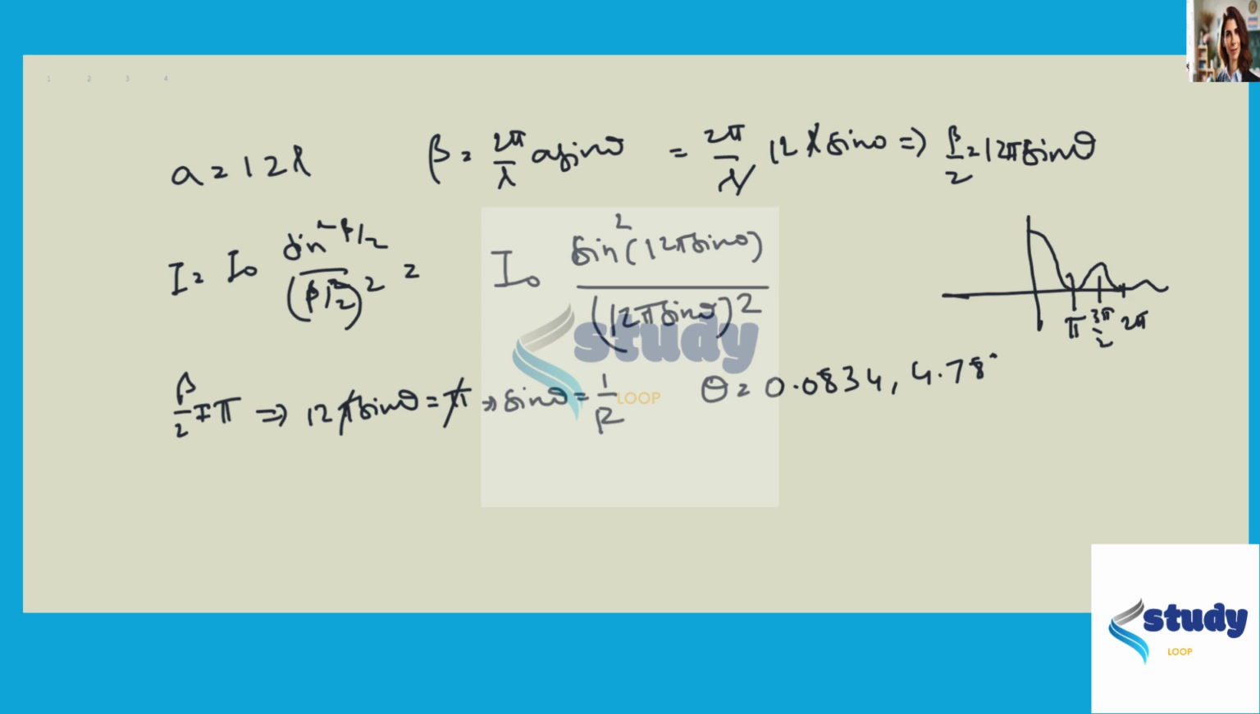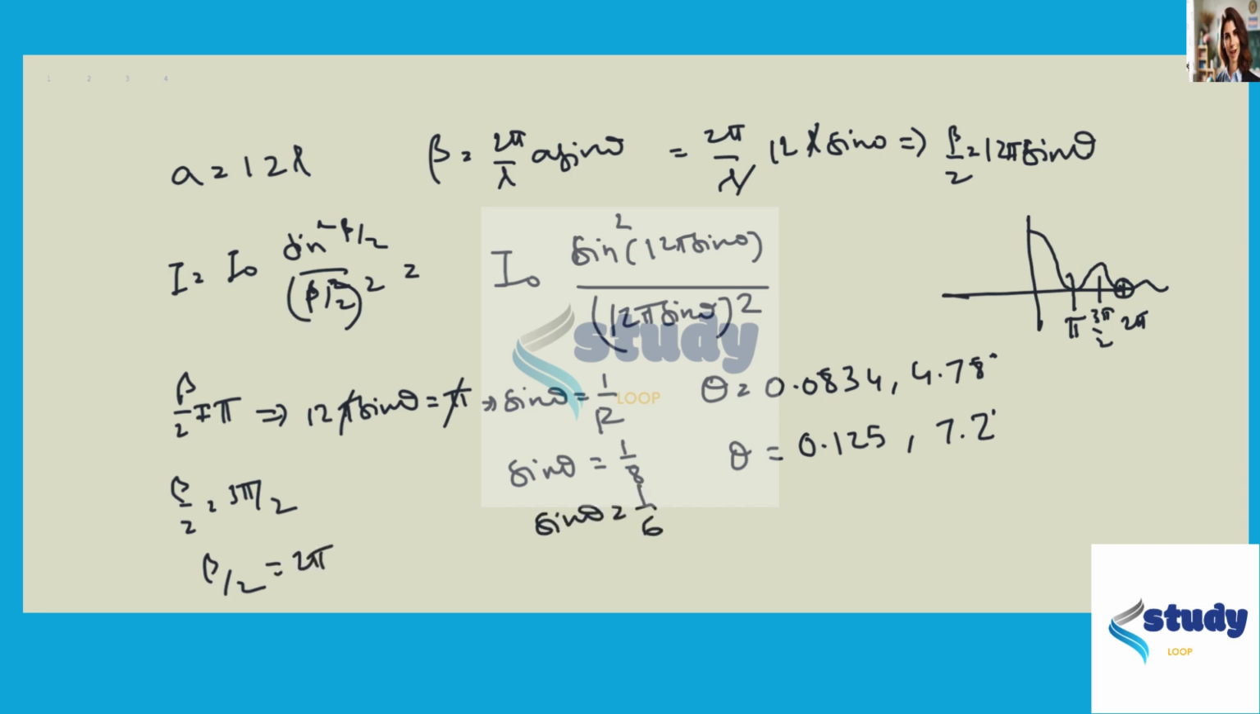Similarly, for the first maxima after this first minima, beta by 2 equal to 3 pi by 2, and we get sine theta is equal to 1 by 8, and solving this we get theta is equal to 0.125 radians, which is 7.2 degrees. For the second minima, which happens at beta by 2 equal to 2 pi, sine theta is equal to 1 by 6 and theta is equal to 0.167, which is at 9.6 degrees. That is it.